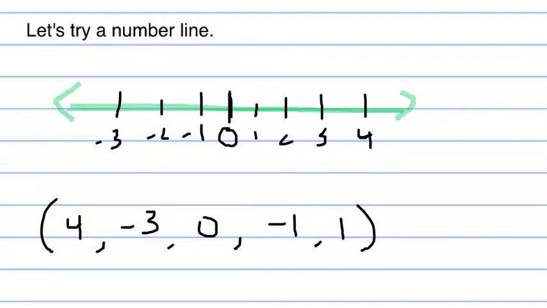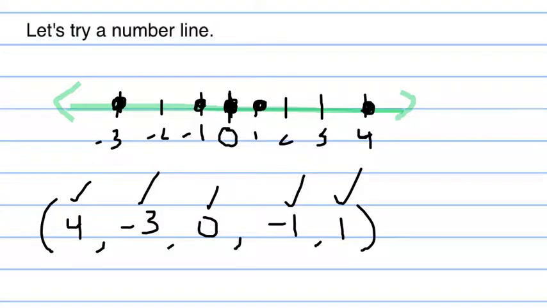So now I'm going to put these numbers in order on the number line. So let's look at, we'll plot 4 first. So I'm going to plot 4, it goes right here. I'm going to plot negative 3, it goes right here. I'm going to plot 0. I'm going to plot negative 1, and I'm going to plot 1.